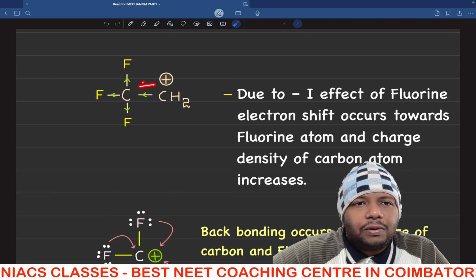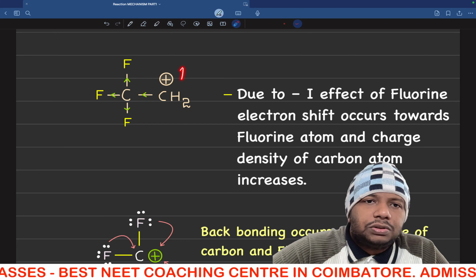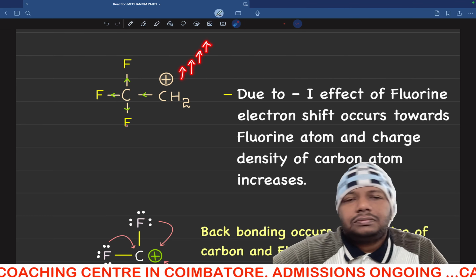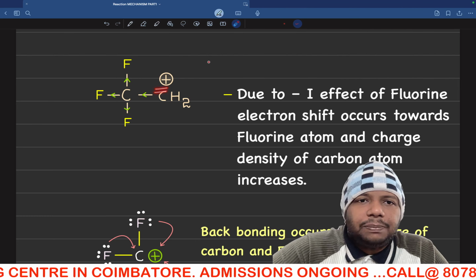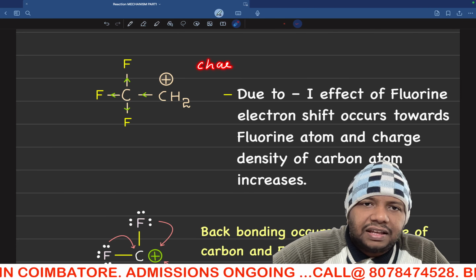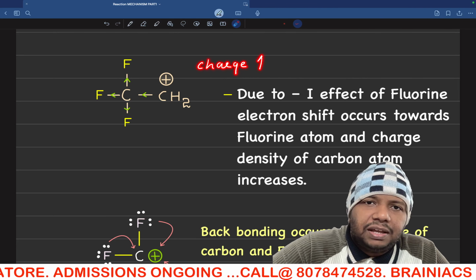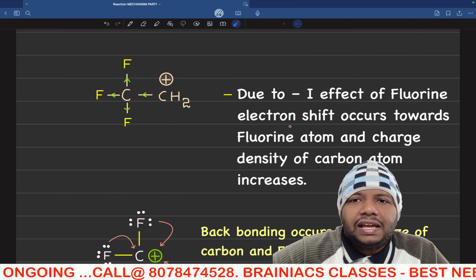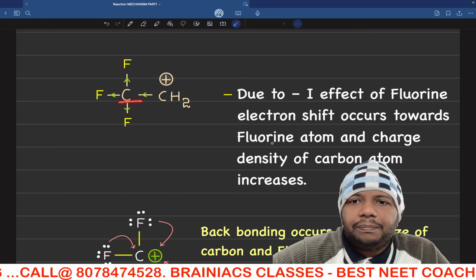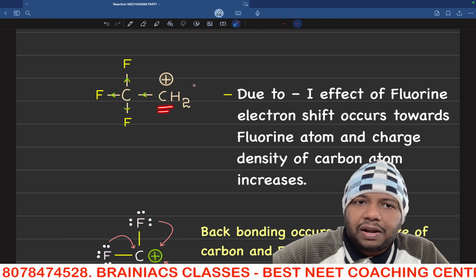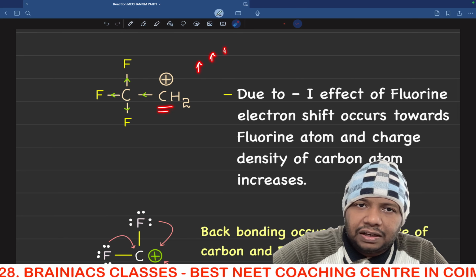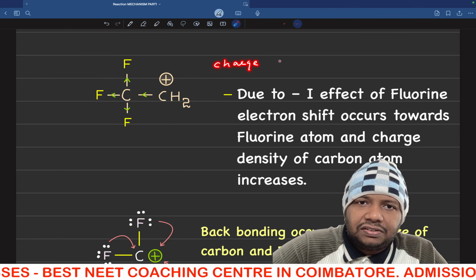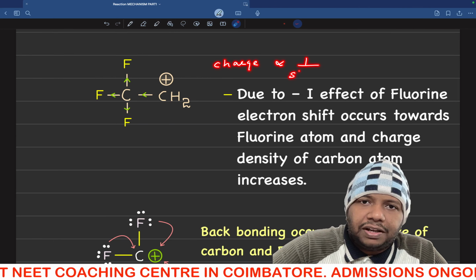When electrons are flowing in this direction, the magnitude of the positive charge here keeps on growing. So when the positive charge keeps on growing, what will happen, sir? I can say the charge density keeps on increasing. So due to minus I effect of fluorine, electrons shifted towards the fluorine atom, and the charge density of the carbon atom, what will happen to it? It increases. So if charge increases, tell me, sir, charge is inversely proportional to stability.